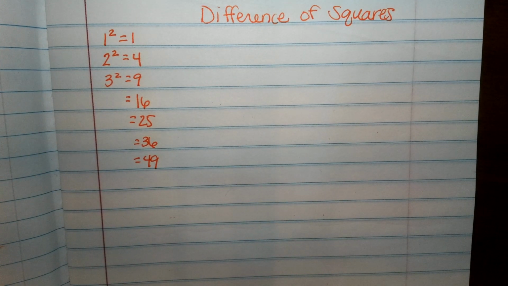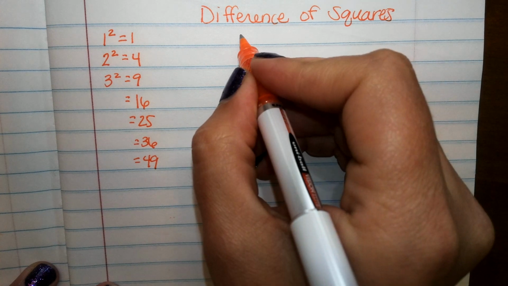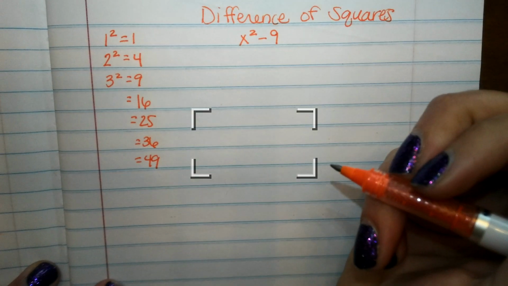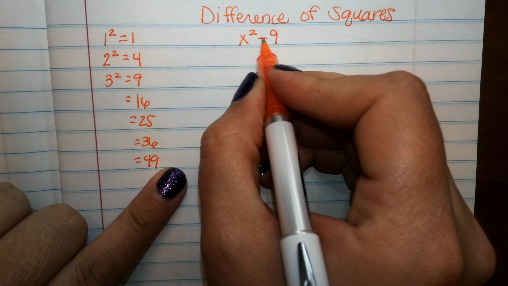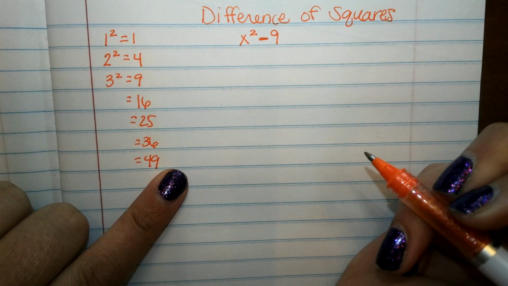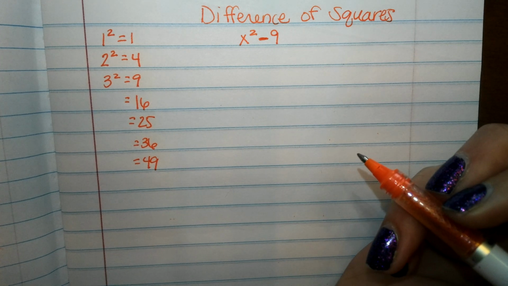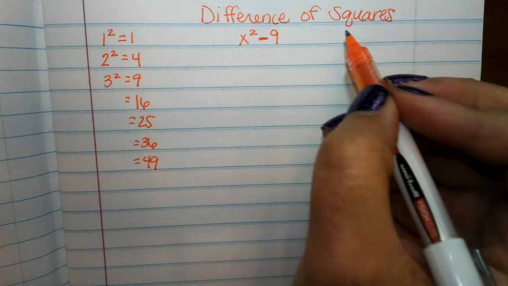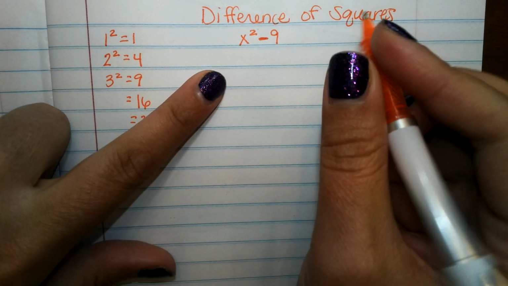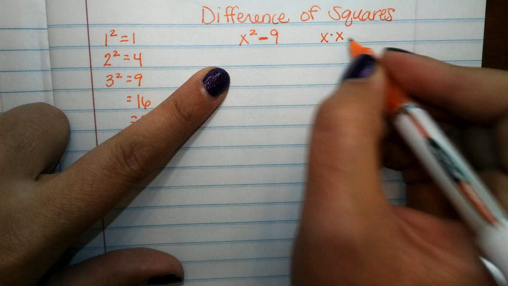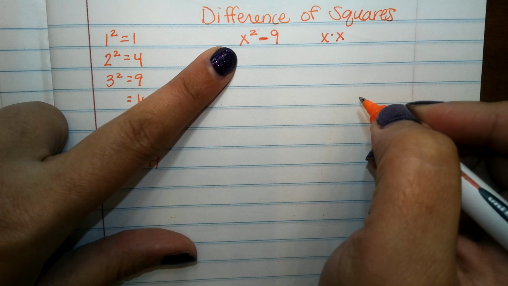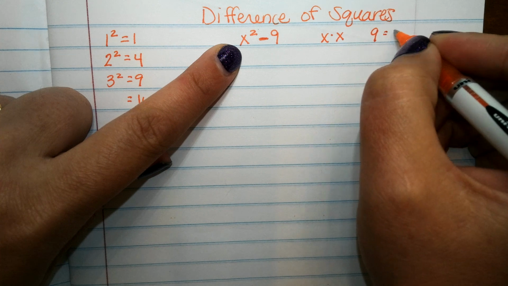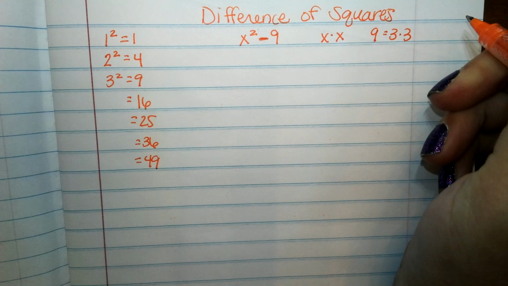Okay? So the first one we're going to do is x squared minus 9. It's called the difference of squares because it's a minus sign in the middle. If there's a plus sign in the middle, you're not going to be able to factor this. The difference is subtraction, and then squares. I know that x times x is x squared, so x squared is a perfect square. And if I look at 9, we get 3 times 3, so that is a perfect square.